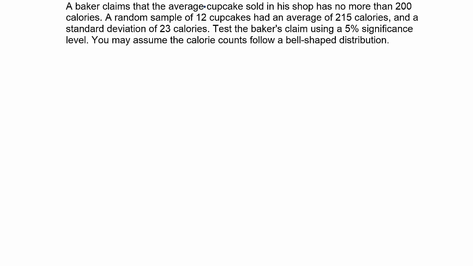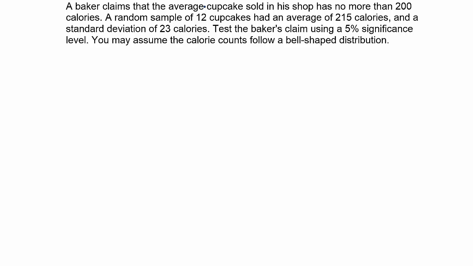A baker claims that the average cupcake sold in his shop has no more than 200 calories. A random sample of 12 cupcakes had an average of 215 calories and a standard deviation of 23 calories. Test the baker's claim using a 5% significance level. You may assume the calorie counts follow a bell-shaped distribution.